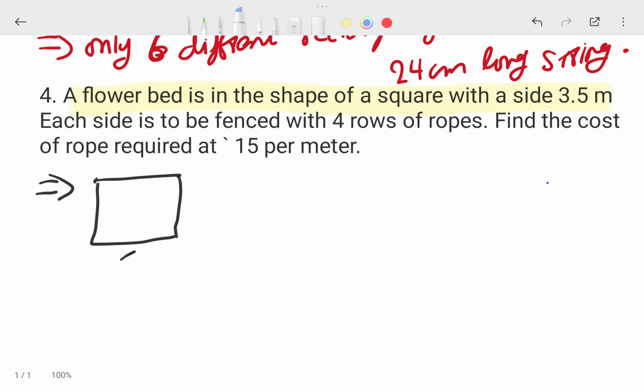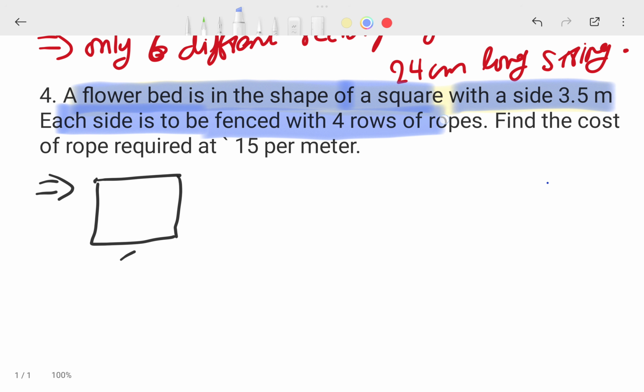This question is telling that a flower bed is there, in the shape of a square. Okay, we made the square, with the side 3.5 meter each side, with 4 rows of ropes. So generally this is telling that each side is 3.5 meter. Each side is 3.5 meter. This is also 3.5 meter, this is also 3.5 meter, this is also 3.5 meter.